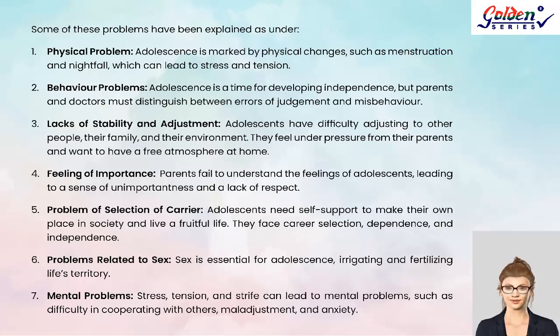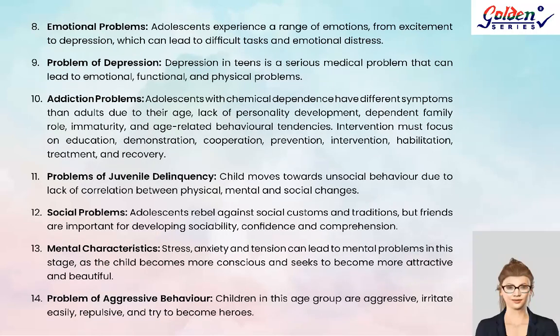7. Mental problems. Stress, tension, and strife can lead to mental problems, such as difficulty in cooperating with others, maladjustment, and anxiety. 8. Emotional problems. Adolescents experience a range of emotions, from excitement to depression, which can lead to difficult tasks and emotional distress. 9. Problem of depression. Depression in teens is a serious medical problem that can lead to emotional, functional, and physical problems. 10. Addiction problems. Adolescents with chemical dependence have different symptoms than adults due to their age, lack of personality development, dependent family role, immaturity, and age-related behavioral tendencies.